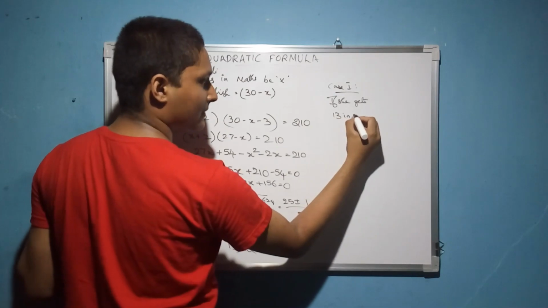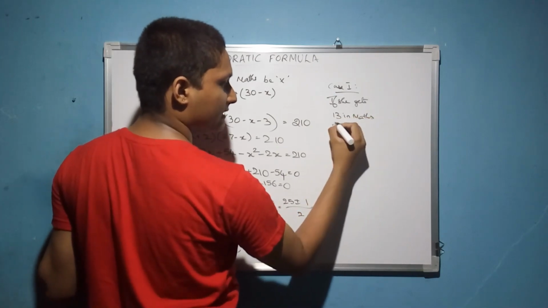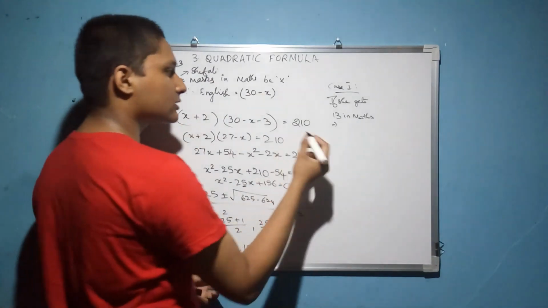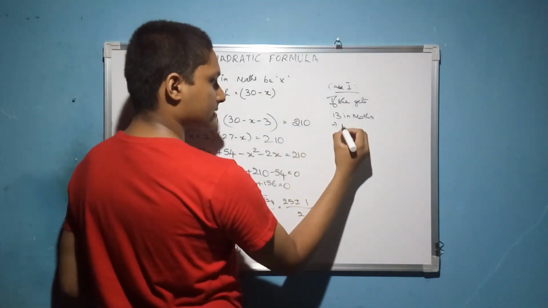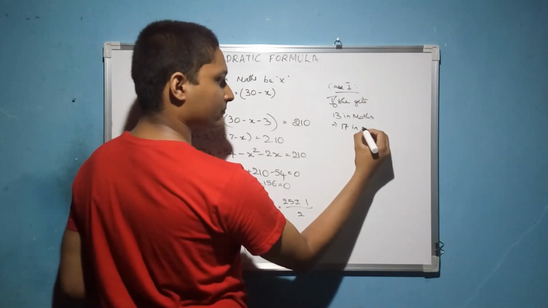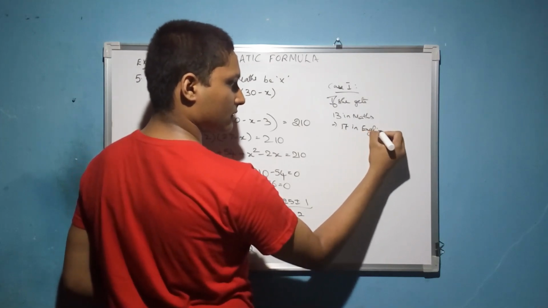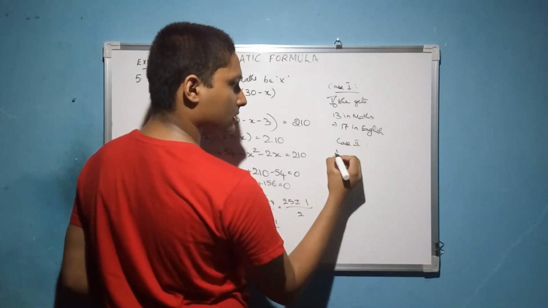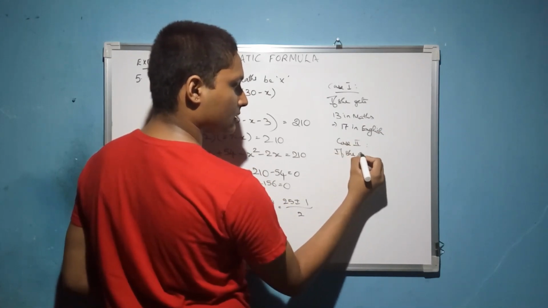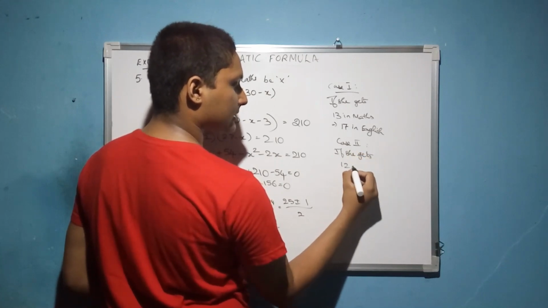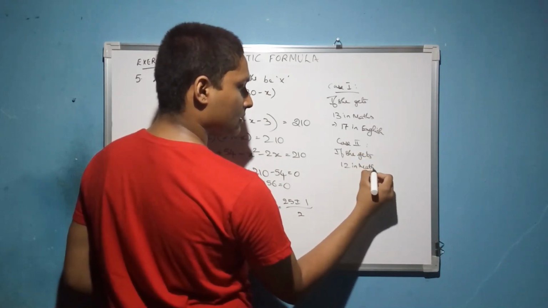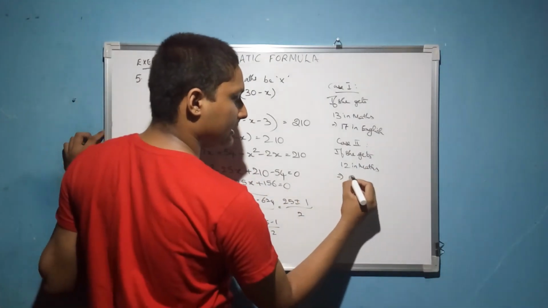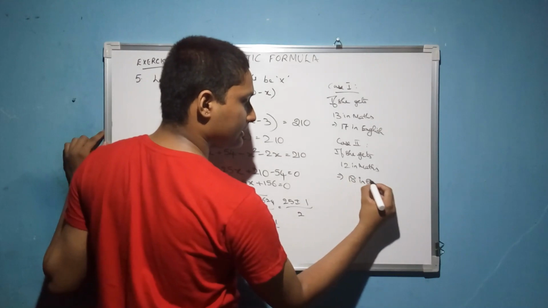13 in maths, therefore she gets how much in English? That is 30 minus x, that is going to be 17 in English. That is case 1. Case 2 we are considering when she gets 12 in maths. She is getting 12 in maths, therefore she is getting 18 in English.